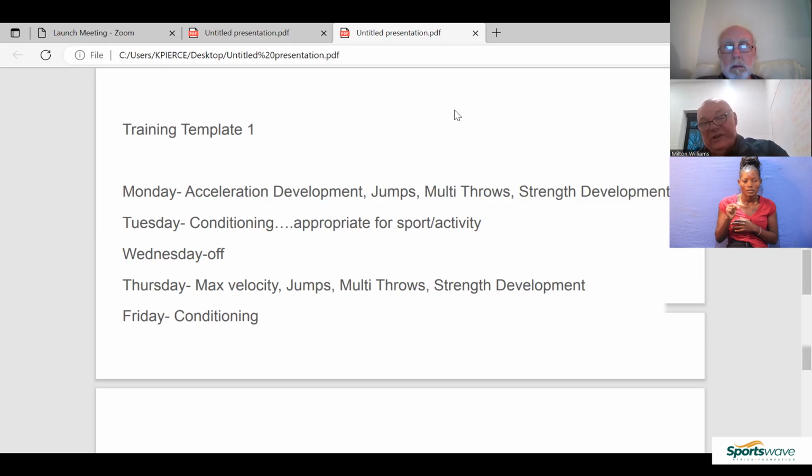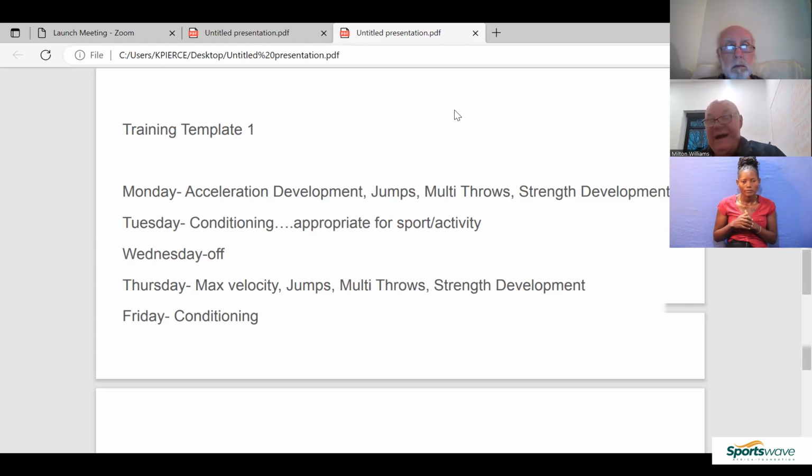And so you see acceleration development, jumps, any kind of jumps, multi-throws with shots, strength development, all on one day. Those are all demanding, certainly for your central nervous system. Then maybe the next day, Charlie might do tempo, or you could do conditioning for your sport or activity. Even though it can still be hard, it's not as demanding on your central nervous system. It's a little different. So my template here would be high demand CNS, lower demand, but still conditioning.